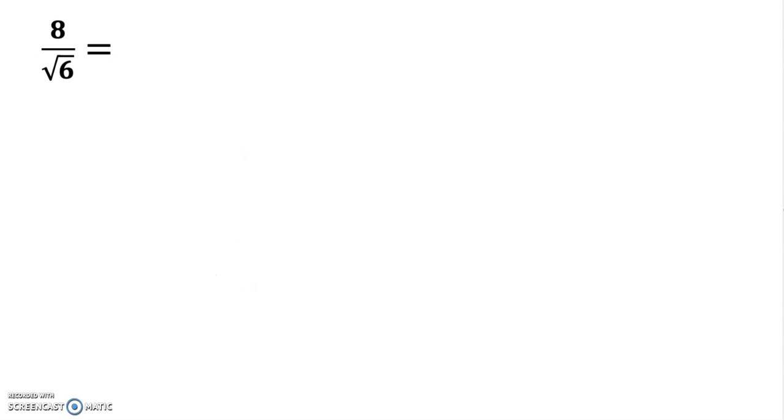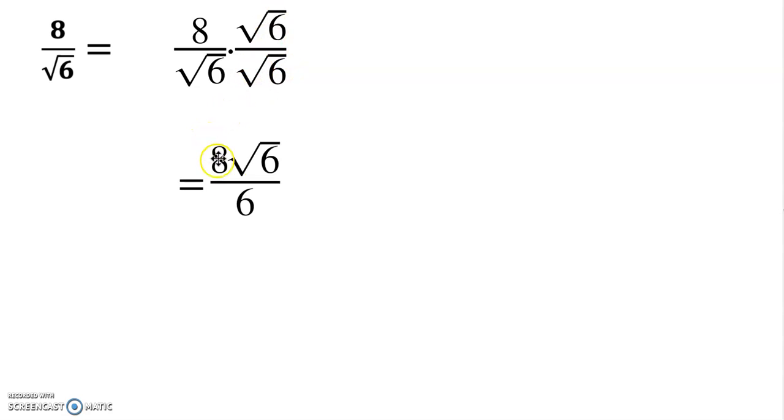All right, next. What do you think our funny looking 1 is going to be in this example? Well, it should be what that radical is. Square root of 6 over the square root of 6. That's our funny looking 1. So we have 8 root 6 over 6. Where did I get this 6? From multiplying the 6 times the 6 and taking the square root of 36.